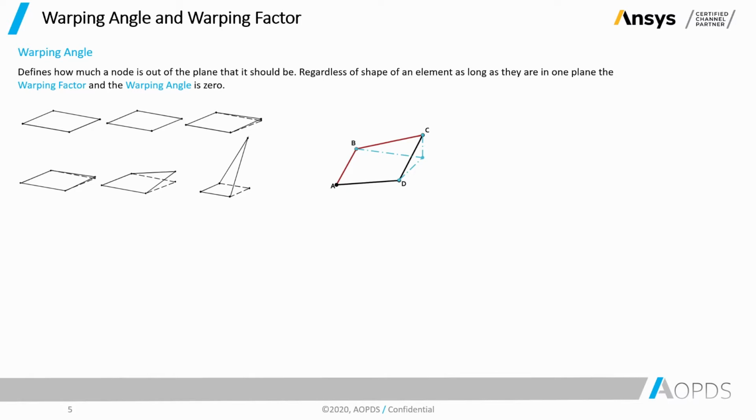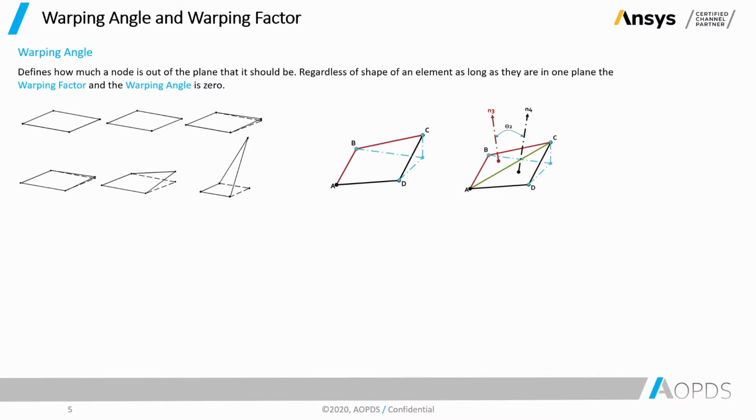Now, if I go ahead and connect node A to node C, then I have 2 planes. Plane A, D, and C, and plane A, B, and C. Each of these planes has a normal. And as you know, the angle between 2 planes can be measured by measuring the angle between 2 normals. So, if I can measure the angle between N3 and N4, then I have the angle between these 2 planes.